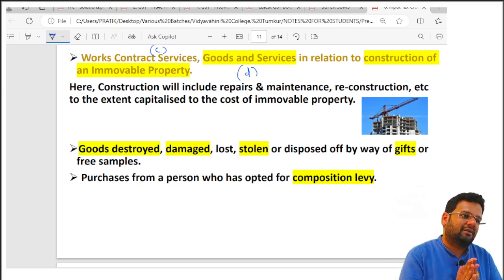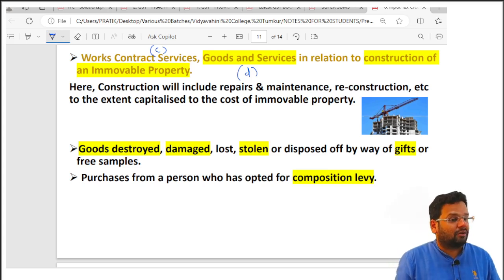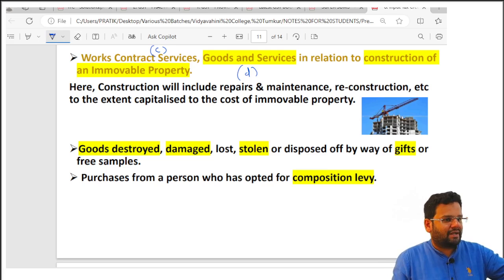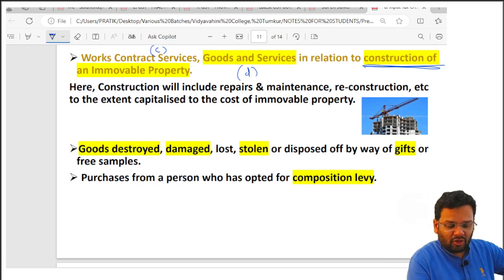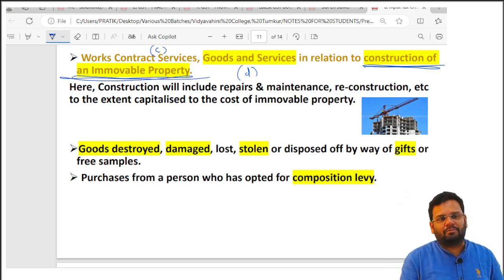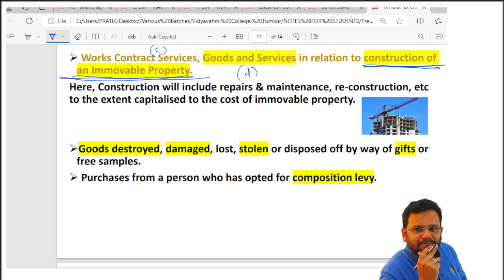Government says we cannot afford that, you taking so heavy ITC. So ITC is blocked on what? Works contract service. I'll explain to you what is works contract service. Goods and services which are used in relation to construction of an immovable property. Clear? Did you get my point?